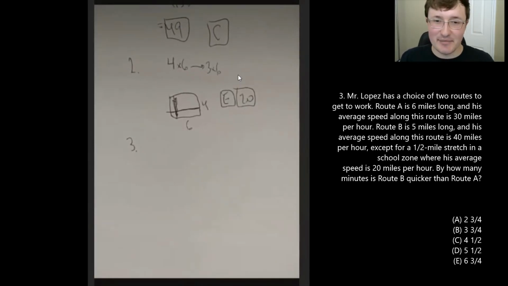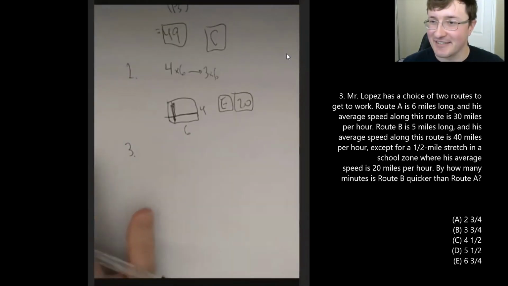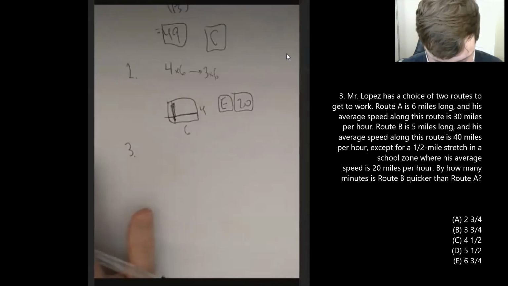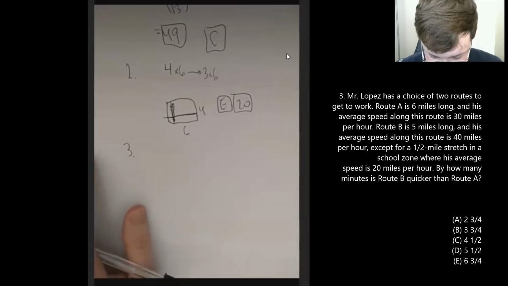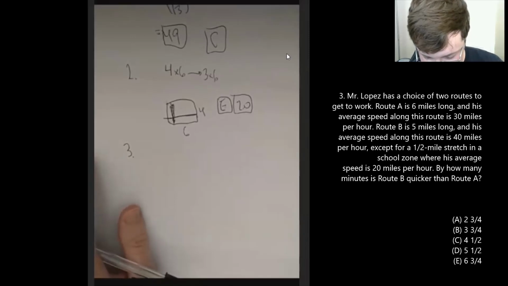Next up, we have number 3. I can usually handle 17, but I can't handle number 2. Okay, Mr. Lopez has a choice of 2 routes to get to work. Route A is 6 miles long, and it goes 30 miles an hour. Route B is 5 miles long, 40 miles an hour, except for a half-mile stretch. Okay, how many minutes is route B quicker than route A?